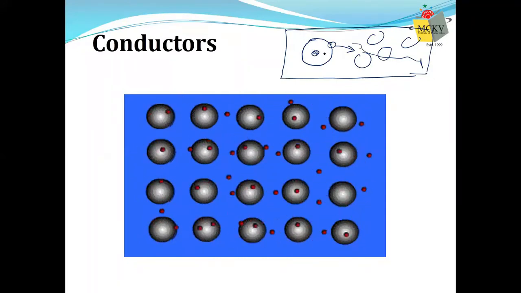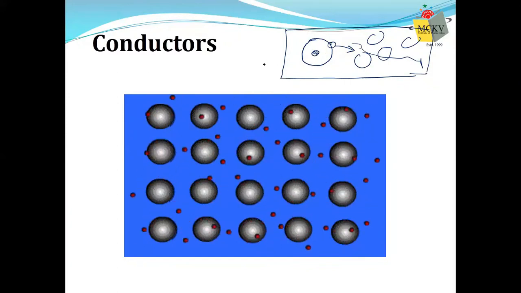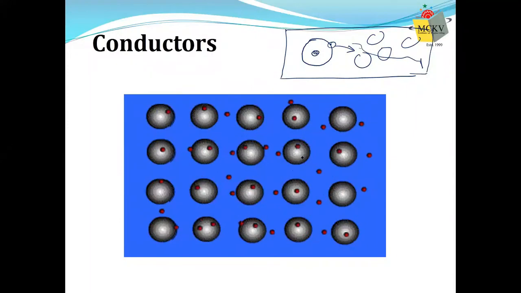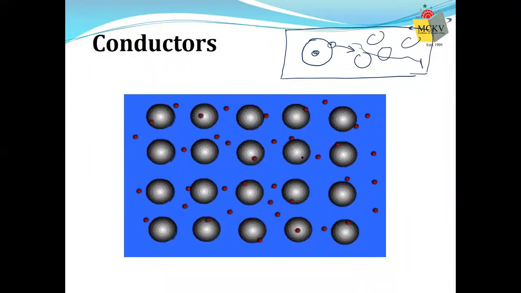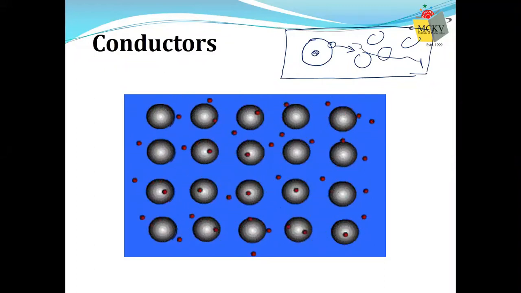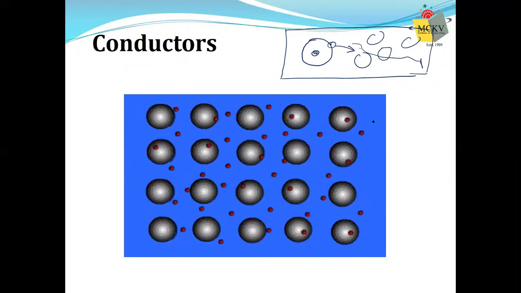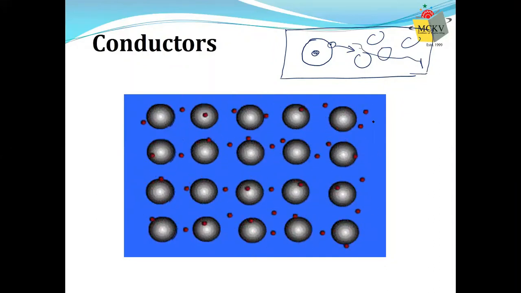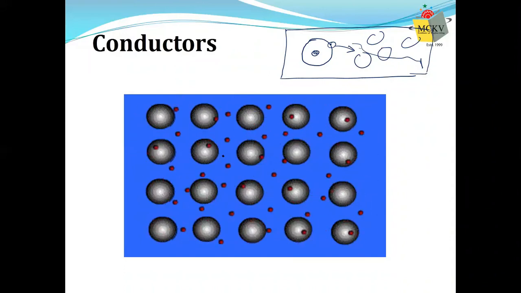So in case of metal, we have a large number of free electrons, even at a very low temperature. Low temperature means there is very little thermal agitation. You are not supplying heat energy. In that case also, there are a lot of free electrons.